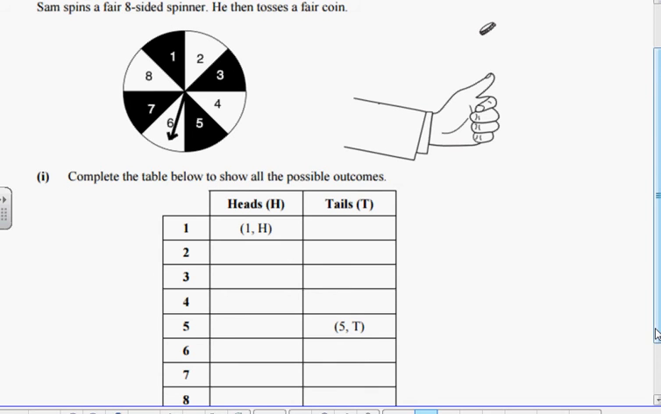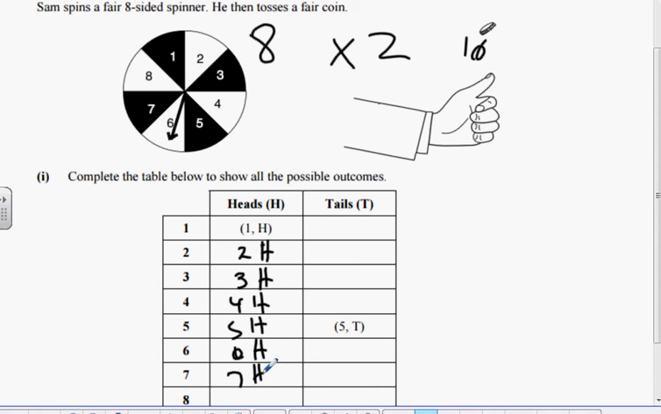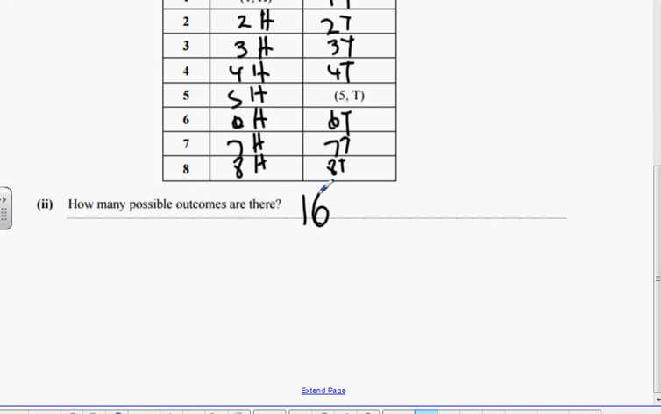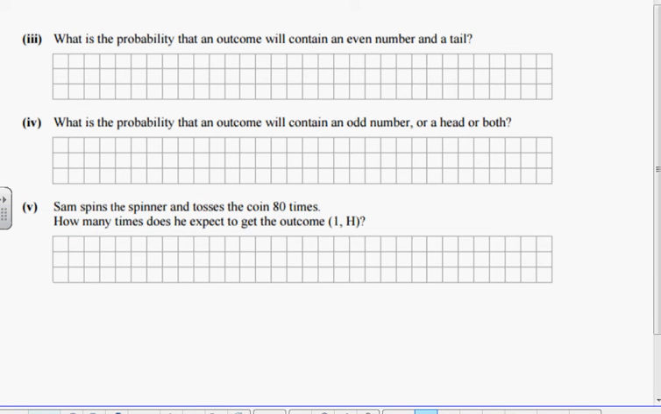What's the probability of all these outcomes? We have 8 outcomes in the first one and 2 outcomes on the coin toss, which gives me 16 different outcomes. 2H, 3H, 4H, 5H, 6H, 7H, 8H. 1T, 2T, 3T, 4T, 6T, 7T, 8T. How many possible outcomes are there? 16.